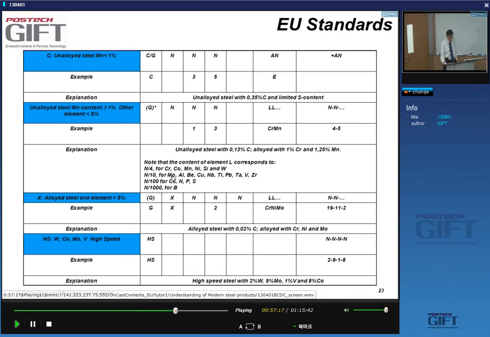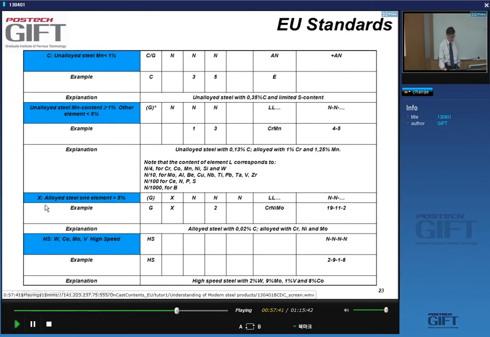For elements such as molybdenum, aluminum, beryllium, copper, etc., the factor is 10. Okay? But what's important for you is mainly to remember the 4 for the main elements of engineering steels: chrome, cobalt, manganese, nickel, silicon, and tungsten.